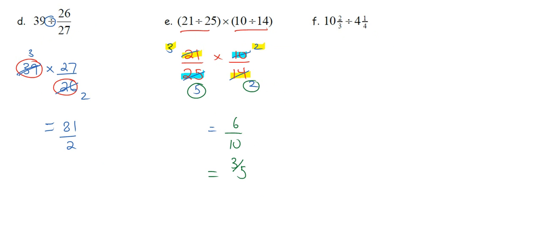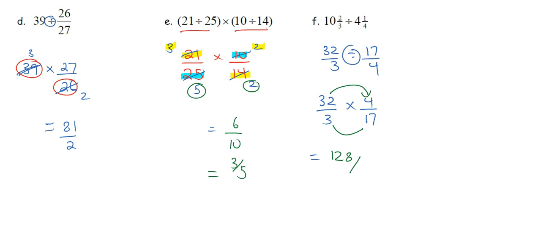Alright, question number F. Let's change everything into improper fractions. So this will be 32 over 3 divided by 17 over 4. Most of you can probably do that in your head. Then let's change this division sign into a multiplication sign, and this will be 4 over 17. From here on, I don't see anything that will simplify, so we just multiply straight across. 32 times 4 is 128, divided by 3 times 17, that's 51.